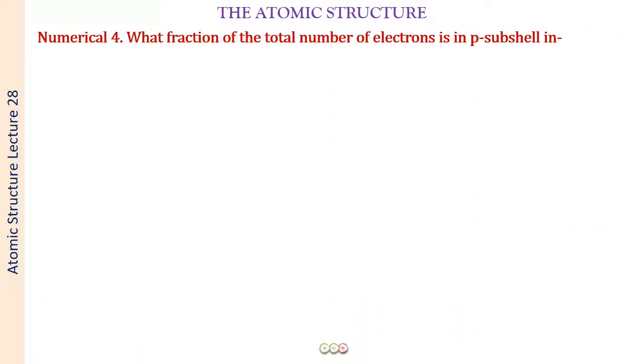So next we have: what fraction of the total number of electrons is in the p subshell in beryllium, magnesium and iron? What you will do over here is write the electronic configuration for these elements, and then you will see how many electrons are going into the p subshell out of the total electrons, right?